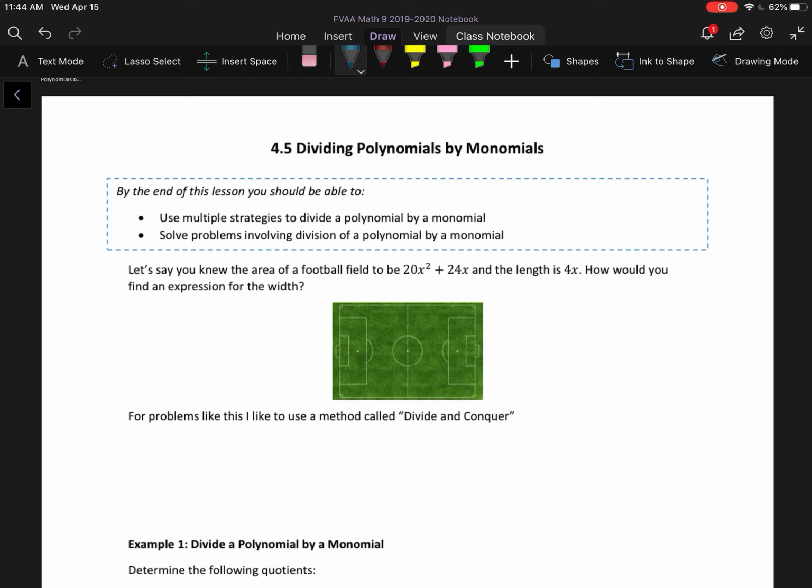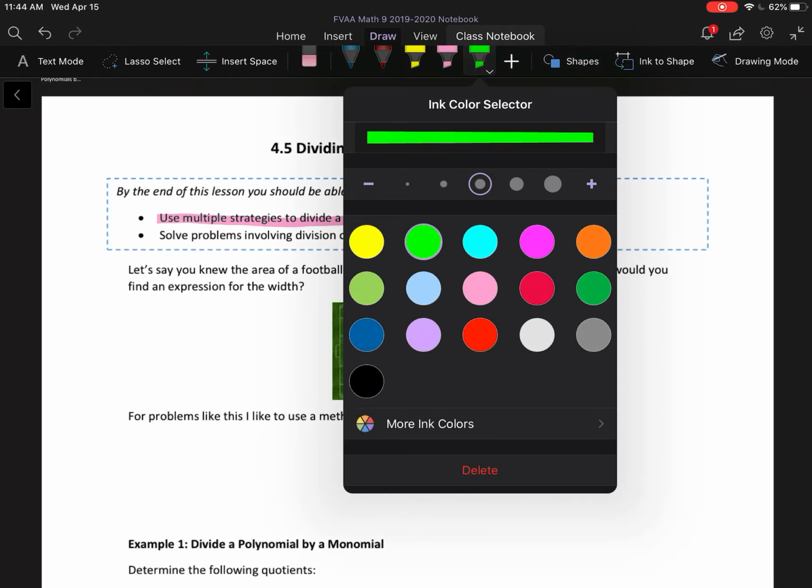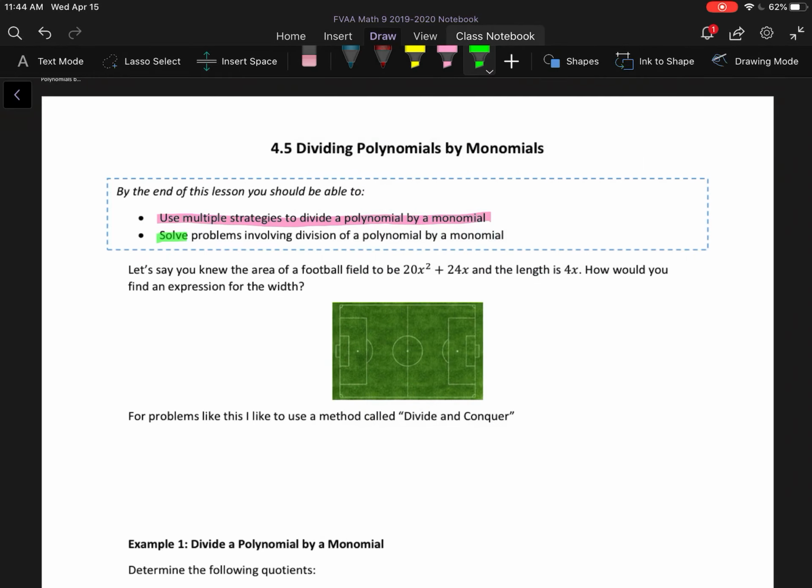By the end of this lesson, you should be able to use multiple strategies to divide a polynomial by a monomial, and then we're also going to be looking at solving problems involving division of polynomials and monomials. So we'll go through a couple examples of word problems and geometry problems that you might face for these types of questions.